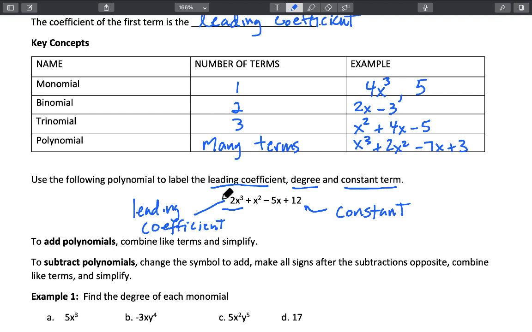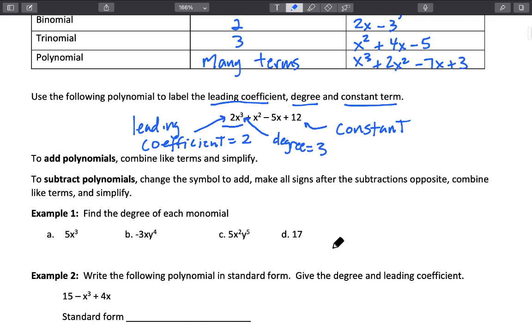And that leading coefficient there is 2. And the degree of that polynomial is the exponent on that first term, and it is the degree 3. So the degree of this polynomial is 3. It has 4 terms. That makes this just a polynomial. And the constant is positive 12.